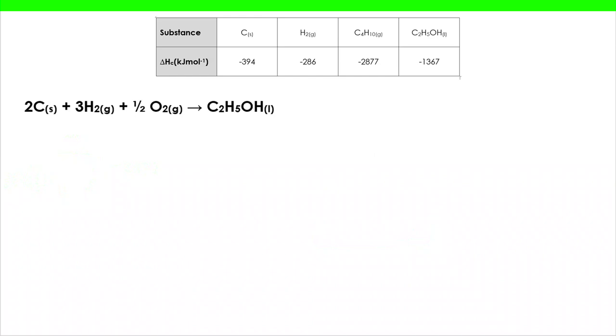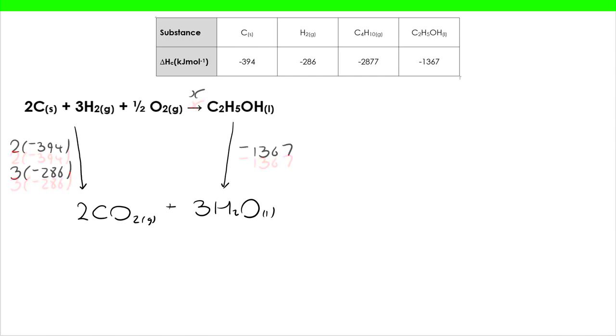And once again, we build the cycle. I have got 2C going to 2CO2, 3H2 going to 3H2O, and my ethanol will also give me those same products of combustion. You'll again note I have not balanced the oxygens on this. It's not required within the cycle. Now, once I've done that, I can put my figures in. Again, I've got multiple carbons, multiple hydrogens, so I multiply up the value.